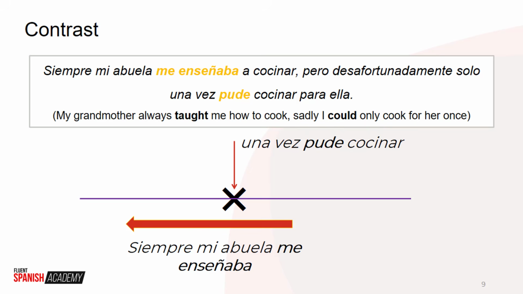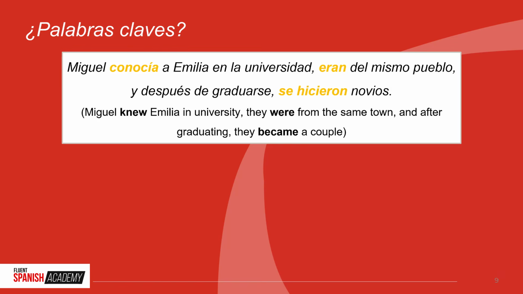Now, what happens if we don't have any clear keywords, like in this example? Miguel conocía a Emilia en la universidad, eran del mismo pueblo y después de graduarse se hicieron novios. So you might like to pause the video and just have a look at this sentence and take it in. And then ask yourself, why would this sentence have conocía here? Why is conocía in the imperfect?